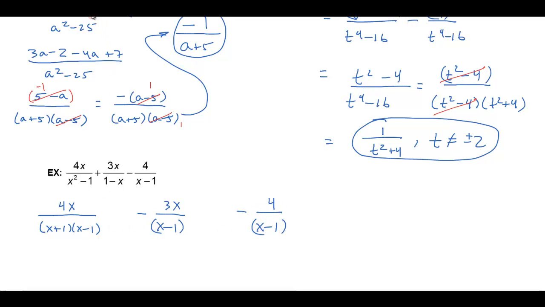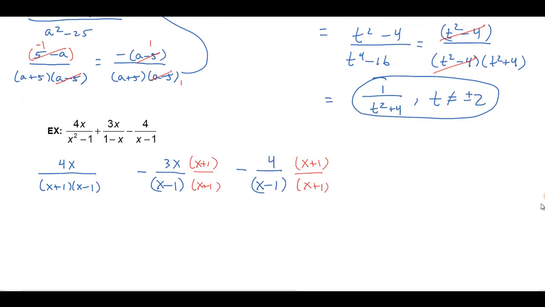And you can see my common denominator is going to be x plus 1 times x minus 1. So I don't need anything extra here, but for each of these I do need an x plus 1. So from here, I've got this numerator, 4x, and then minus this numerator, so it's minus 3x times x plus 1, and then minus this numerator, that's minus 4 times x plus 1, and that's all over my common denominator, x plus 1 times x minus 1.